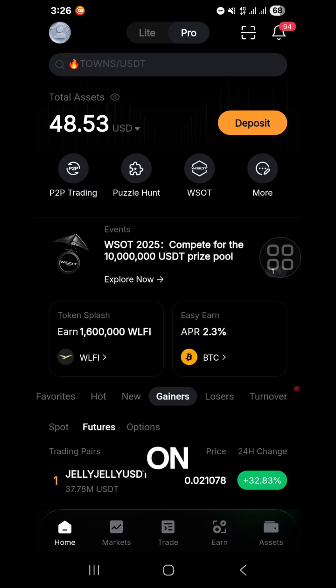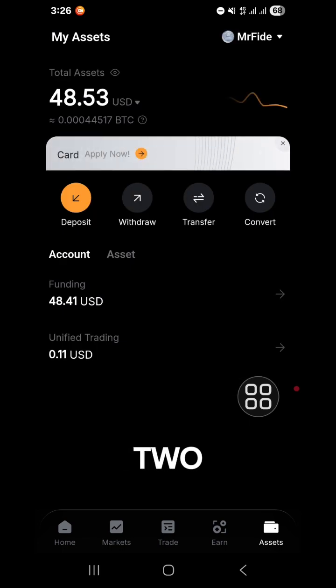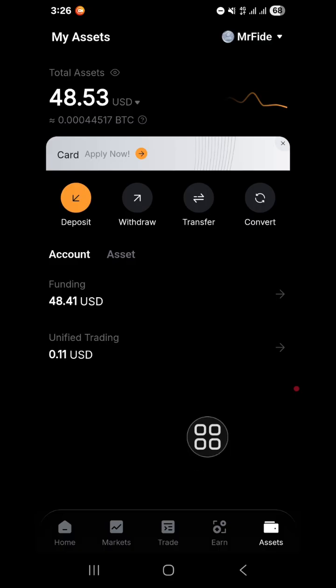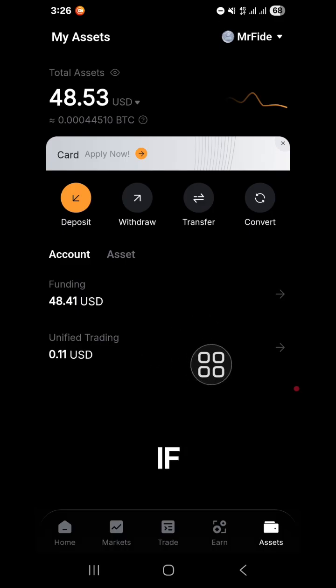To trade futures on BYBIT, the first step is to click on this Assets button. On the assets page, you notice that you have two accounts: the funding account and the unified trading account. If you want to trade futures on Bybit, your assets, which is the coin that you want to use to trade, the USDT, should be on your unified trading account. If it is not on your unified trading account, you need to transfer it.